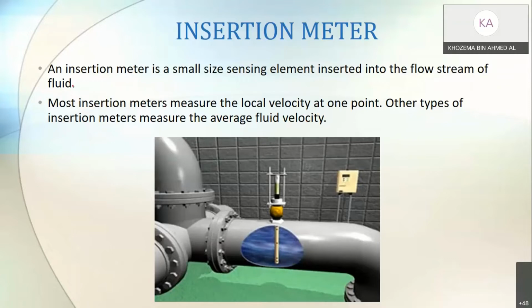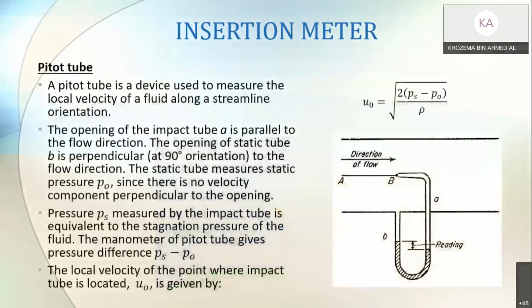When we are talking about an insertion meter, it is a small sensing element inserted into the flow stream of the fluid. So insertion here basically means that you insert a small flow sensing element into the stream of the flow. One commonly used example of an insertion meter is the pitot tube. The pitot tube is a device used to measure the local velocity.